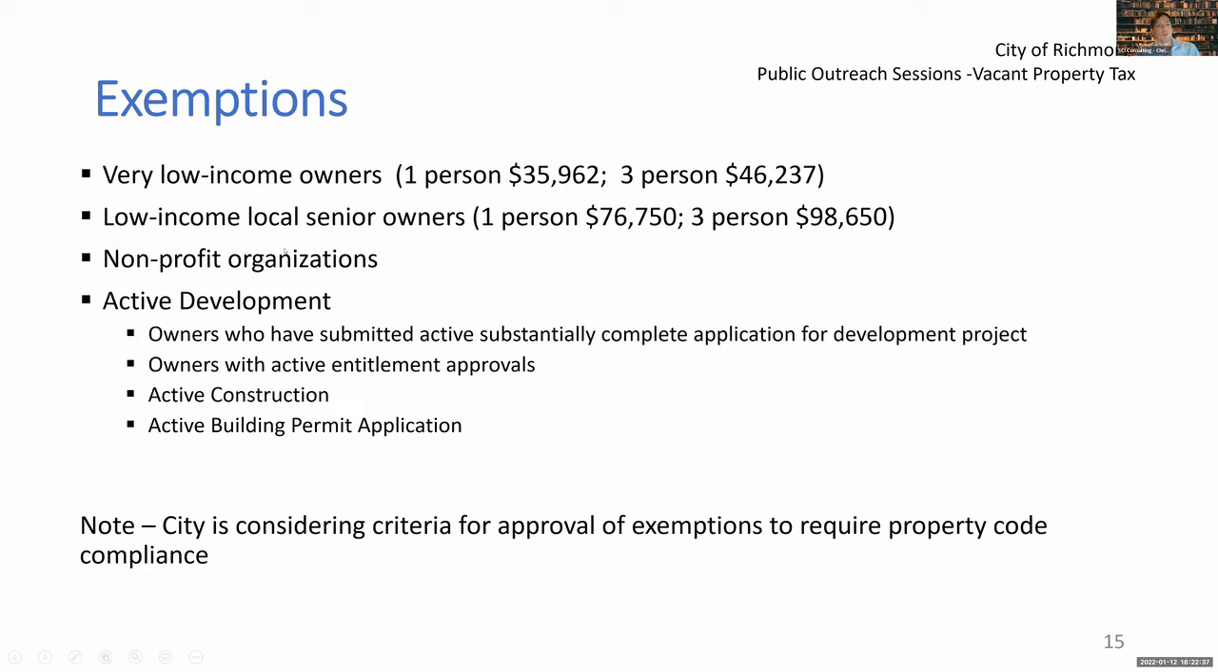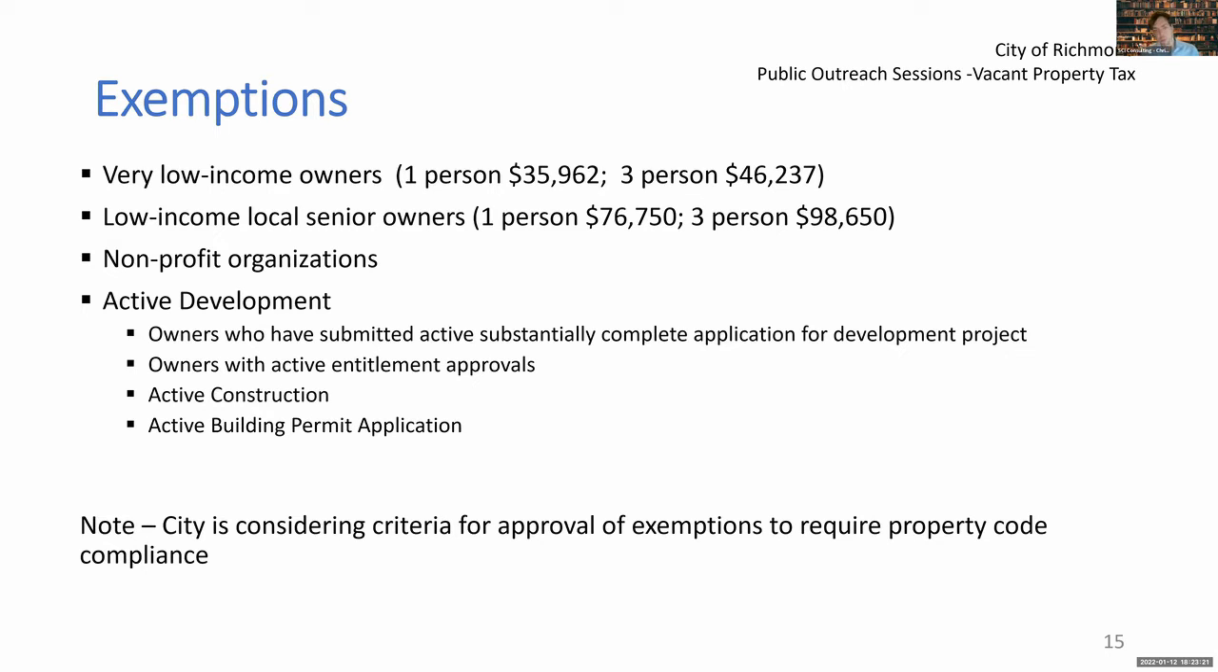There could potentially be exemptions for nonprofit organizations. These are examples, and properties that are under active development would also be exempt from a tax. That would include folks who have submitted an application to have their property developed. So someone who has a planning application, as well as parcels that are actually under active construction, or where a building permit application has been submitted and these permits remain active. Those types of situations could be exempt from the tax.